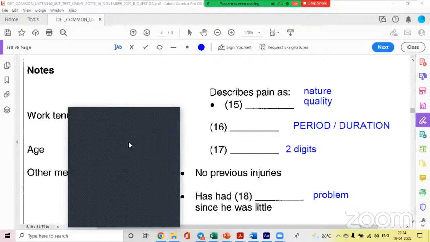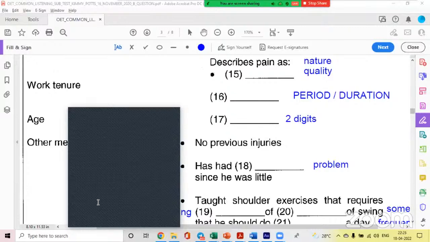Oh, you're very fast now. Okay, I am slow. I'm thinking you're slow. Work tenure, dash period. Okay, I'm not sure because this is a little bit tricky. Question number 16. Yeah, write your answer for question number 16.